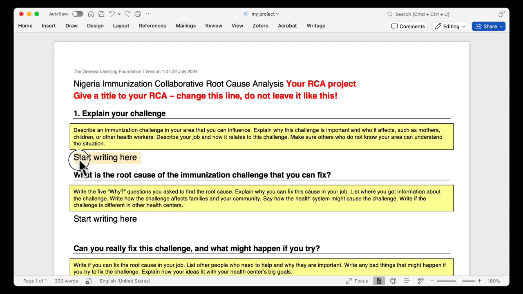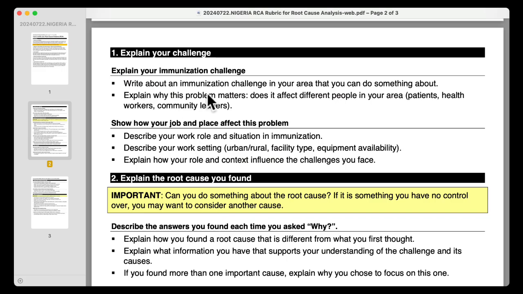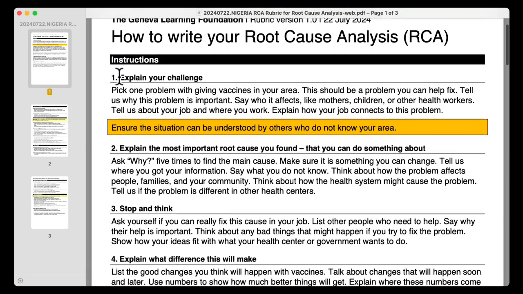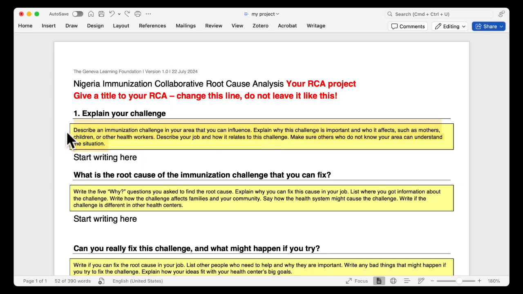But if you choose to use a template, well, you have a very simple one here. This in yellow, you don't want to touch. This is just a recap, a summary of what you find here. All right. So you have the same thing in different forms in 3 places. If you're short on time, just focus on this. Pick one problem. This should be a problem you can help fix. Ensure the situation can be understood by others who do not know your area. And you'll find the same guidance here. Where you want to start writing, explain your challenge is here.